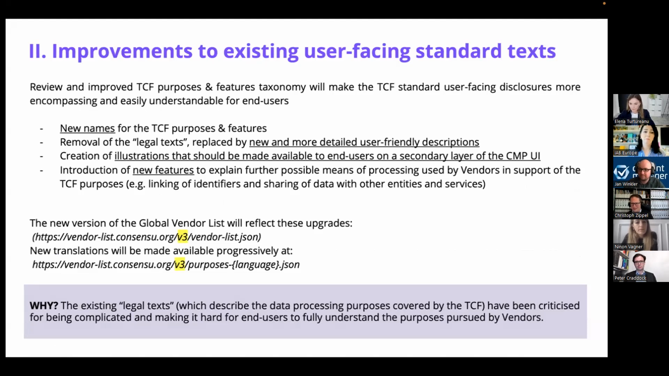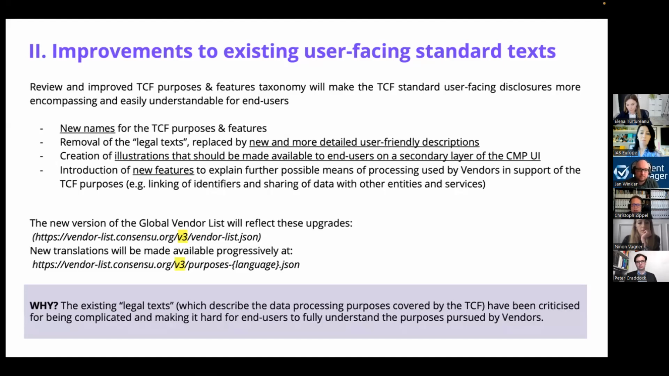And I think that is for me again. Thank you. So version 2.2 entails a review and improvement of TCF purposes, features, and also taxonomy. All this has been done in order to make the user-facing disclosures more easily understandable, especially for end users. And this involves, and we spent a lot of time going through every purpose, new names for the TCF purposes and features. What we also did is we removed the legal text. There was originally a split between user-friendly language and legal language, and this has been replaced by new and more detailed user-friendly and only user-friendly descriptions.